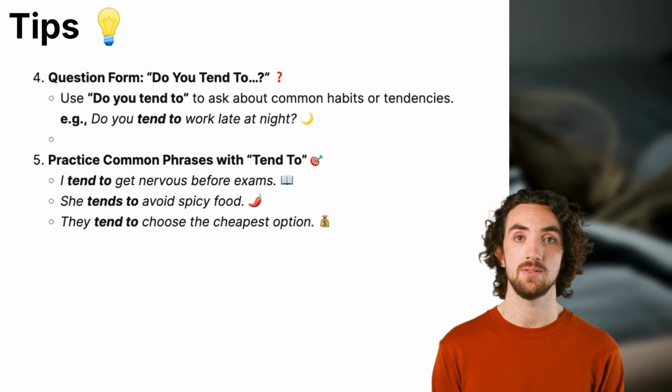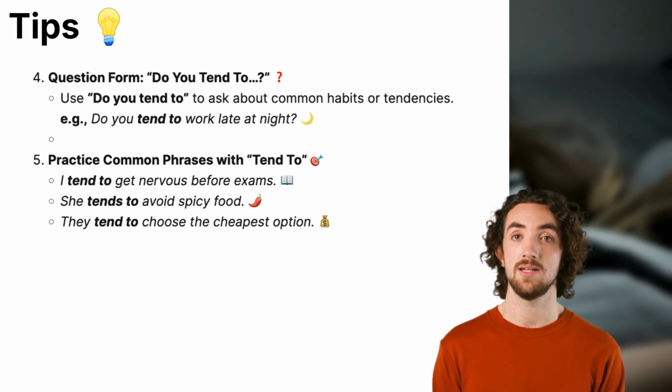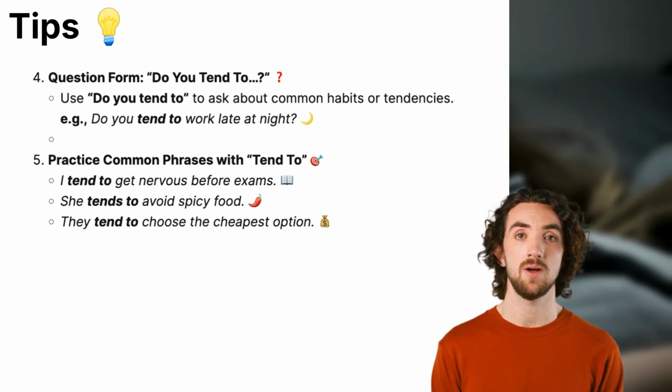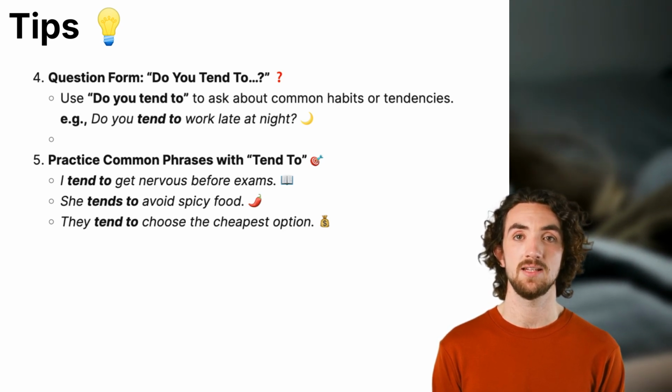More examples. Do you tend to forget names? Does he tend to avoid social events? This is a great way to ask about repeated behaviors or tendencies.